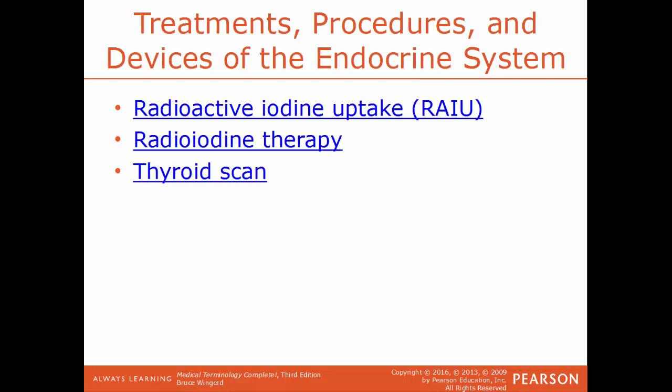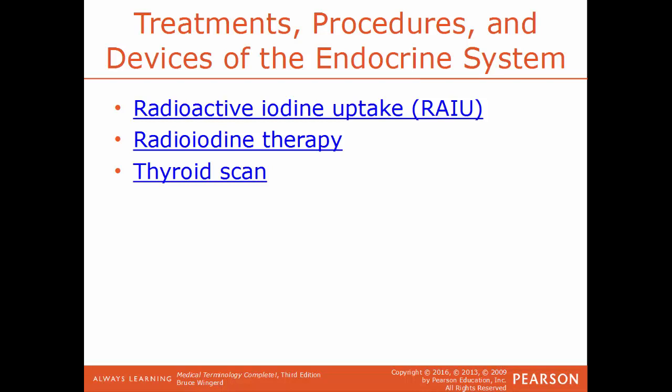This is a treatment used for correcting hyperthyroidism. In hyperthyroidism, there's too much thyroid hormone being made, so being exposed to radioactive iodine will destroy those cells. And once those cells are destroyed, the levels of thyroid hormone go down because there's less cells present to make that hormone. And our next term here, thyroid scan.